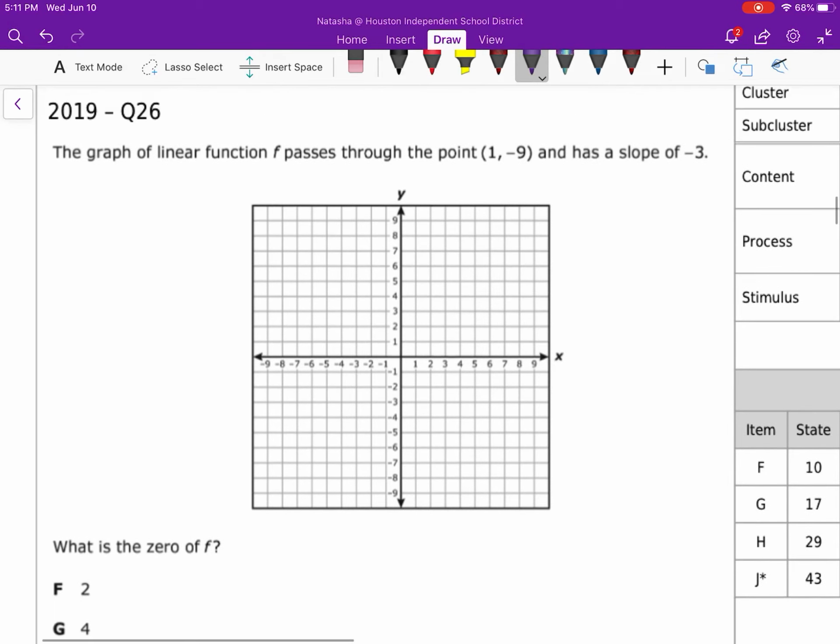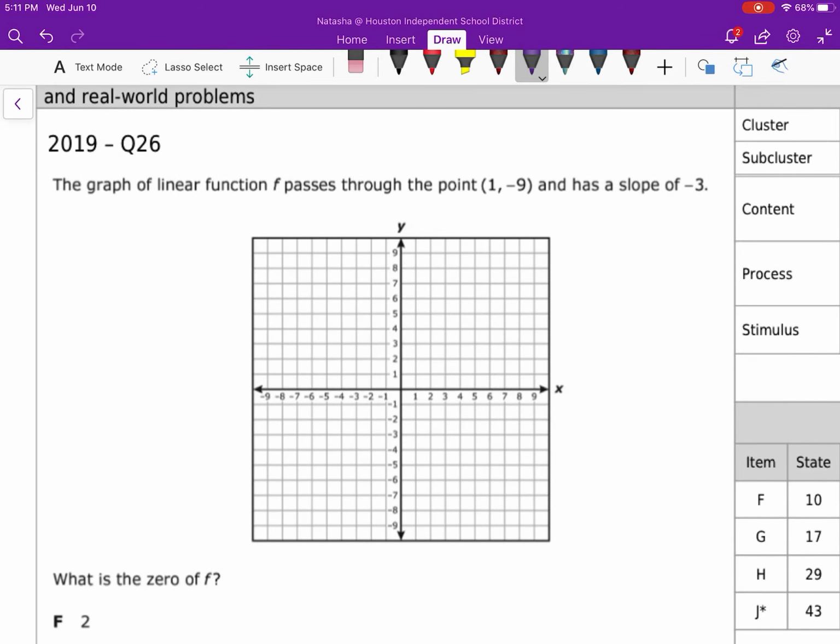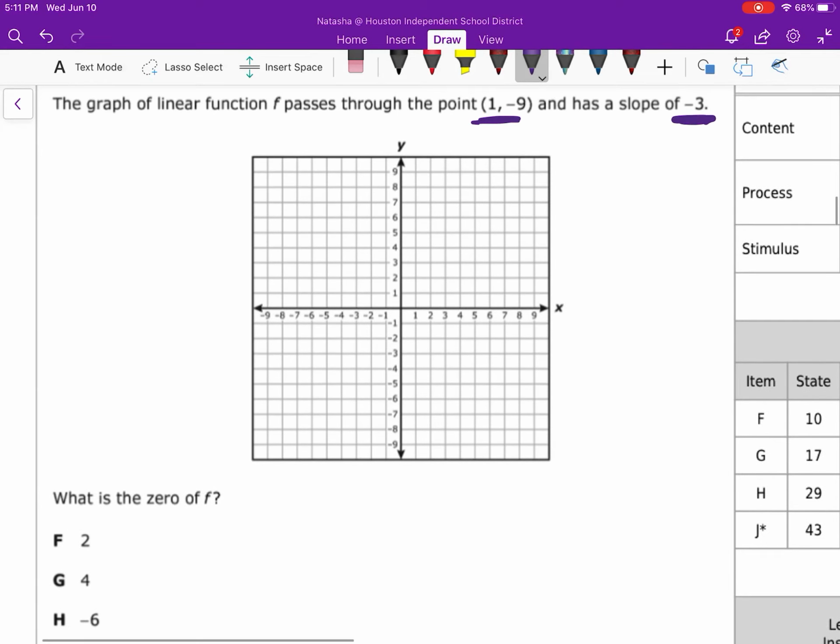All right, so we want to graph the function that passes through the point and has a slope of negative 3. And here we want to find the zeros of the function. Well, that's when it crosses the x-axis. The zeros, whether it's a quadratic or linear, are the same. It's still where it crosses the x-axis, and that is when y is equal to 0. So let's work on our equation and write that here.